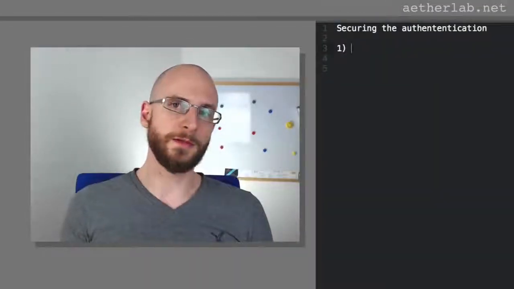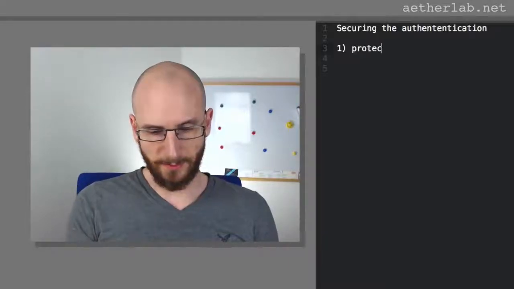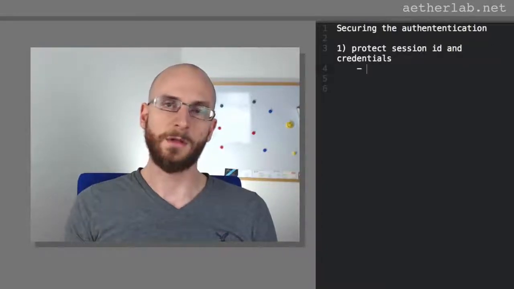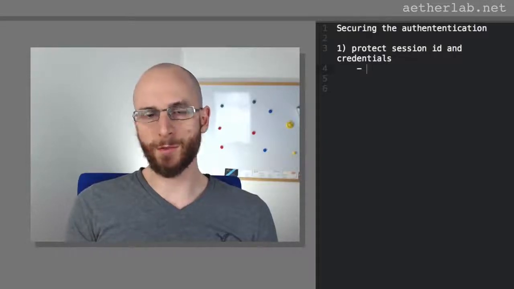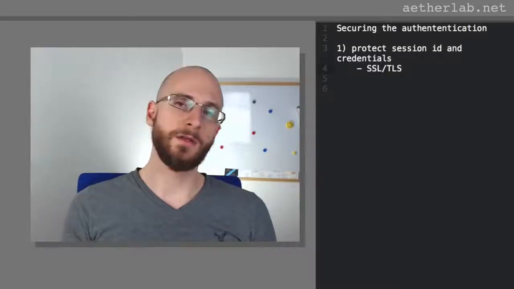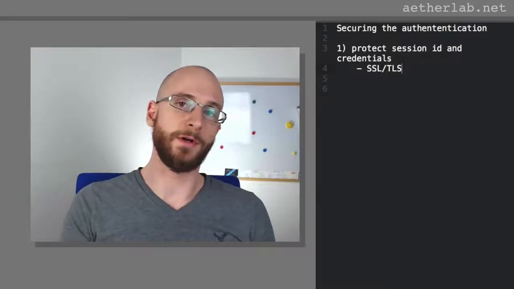First, you need to protect the session ID and the login credentials. The best way to do that is to use encryption. The easiest would be to do SSL/TLS. Just make sure that you're creating a secure configuration for your SSL.